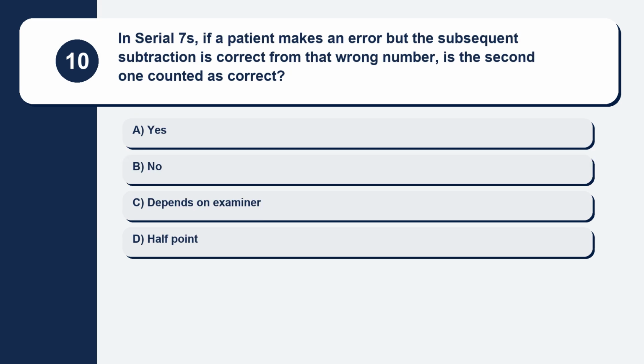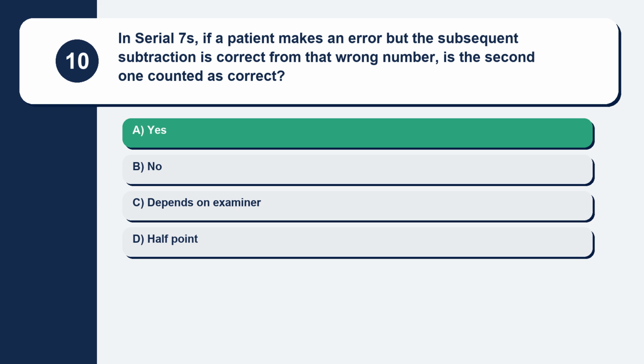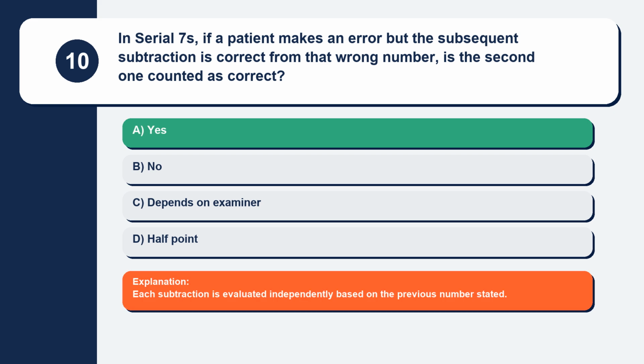Question 10. In serial 7s, if a patient makes an error but the subsequent subtraction is correct from that wrong number, is the second one counted as correct? Yes. No. Depends on examiner. Half point. Each subtraction is evaluated independently based on the previous number stated.